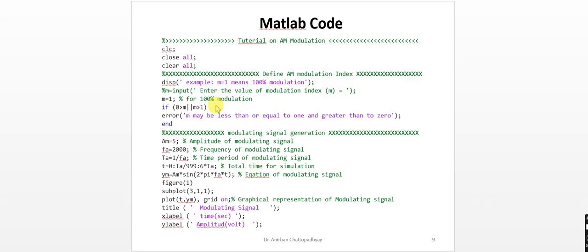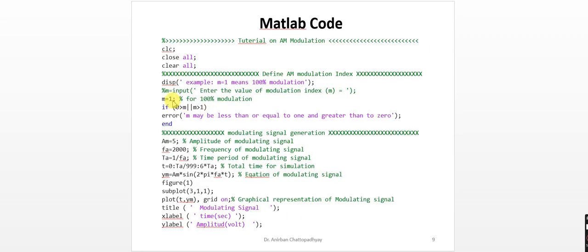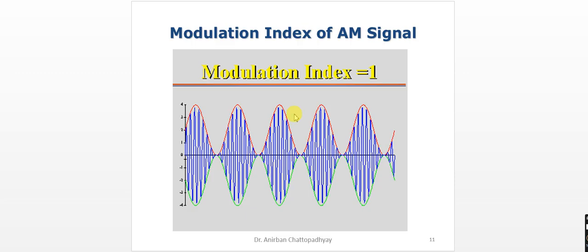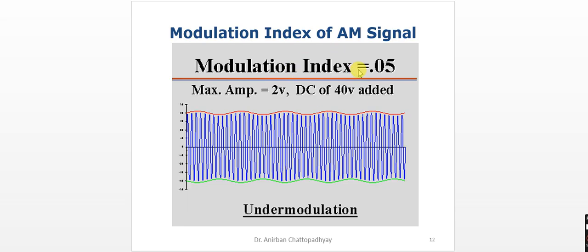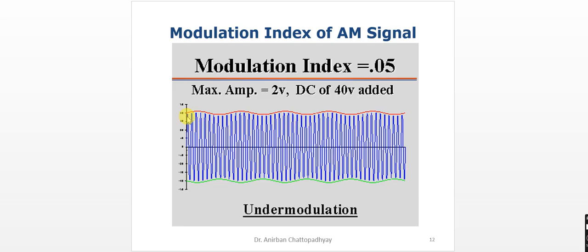If I change the modulation index here, the first figure I drew is where m is equal to 1. Now if I make m less than 1, that is 0.5, then we get this figure, and if I make m greater than 1, then we get the over modulated waveform. This is the waveform for modulation index 1, where again I am saying the envelope touches the zero amplitude axis. If modulation index is 0.5, then we get this kind of waveform, that means this is under modulation, and this is perfect modulation, the 100% modulation.